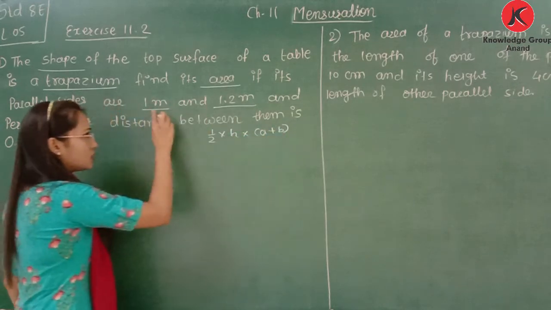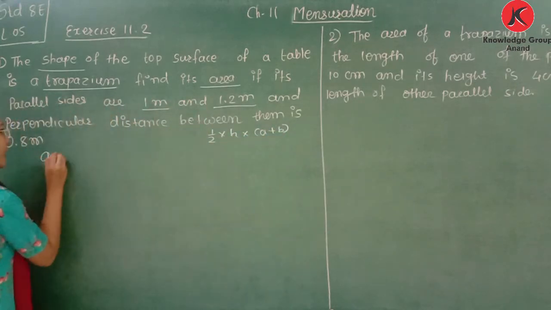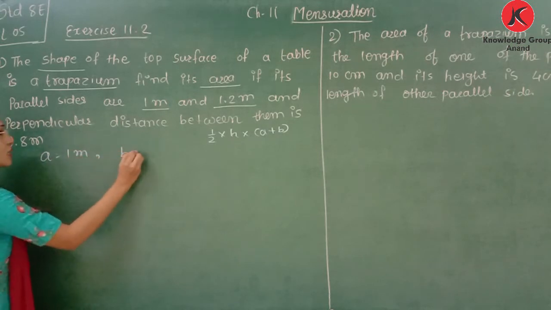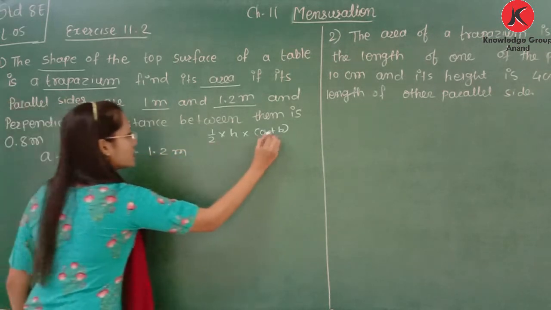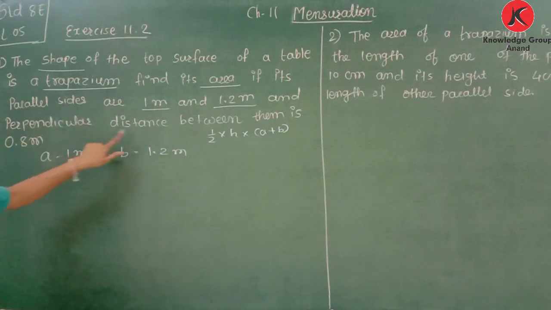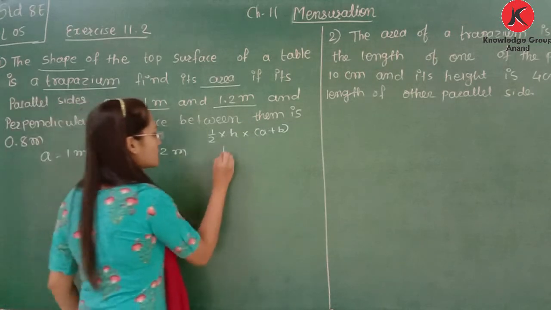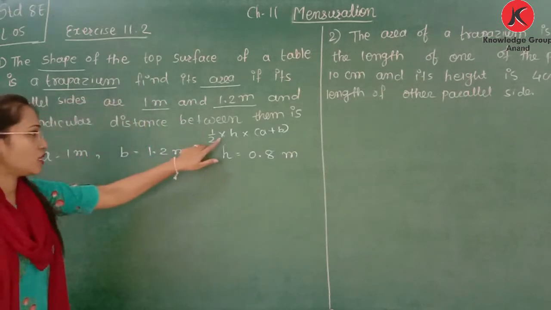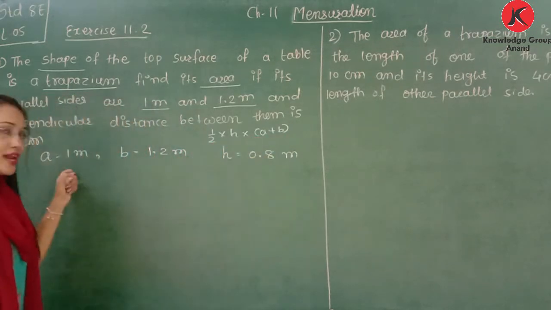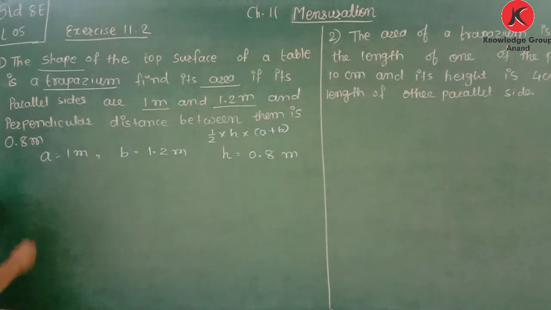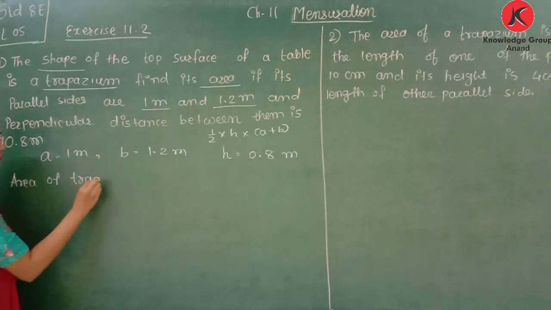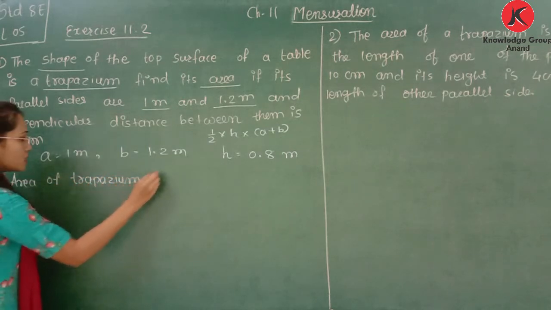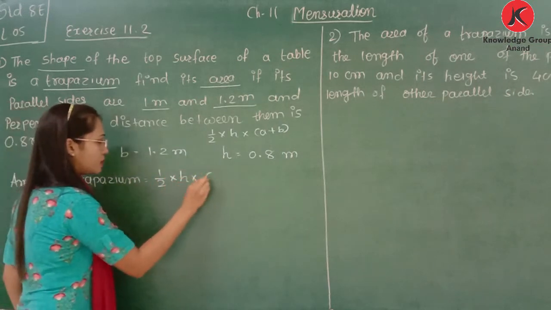So what is this 1 meter? That will be a. So we can write a is given 1 meter, b is given 1.2 meter. These are the parallel sides. And the perpendicular distance between them is 0.8 meter. So the perpendicular distance, that is h, is given 0.8 meter. Now in the equation we need h, a and b. So all three values are given. So we can write directly the equation, that is area of trapezium is 1 by 2 multiply height multiply a plus b.